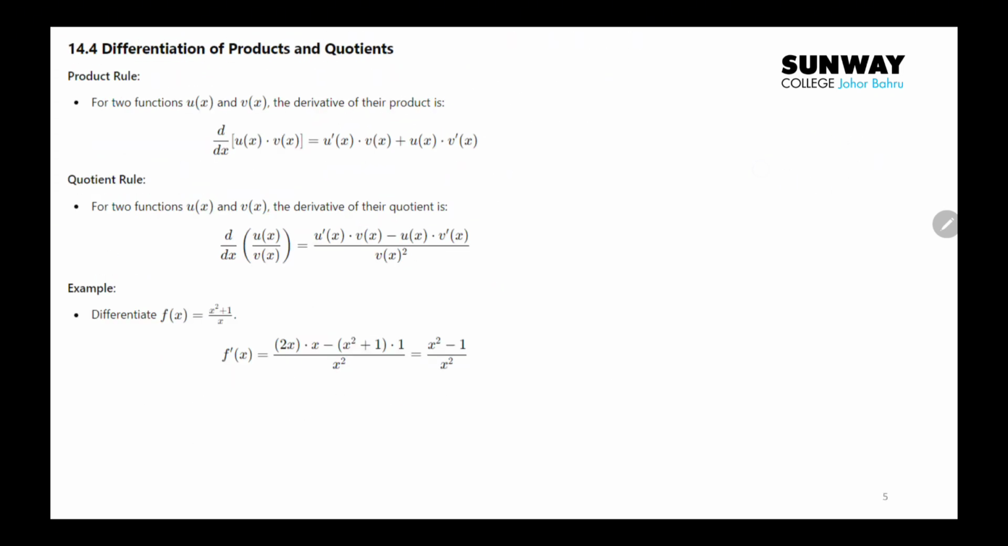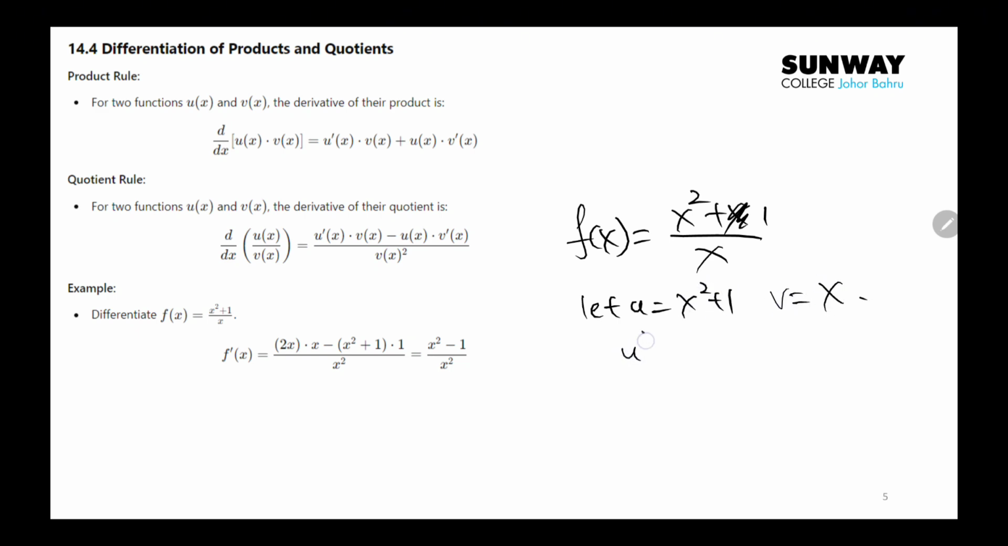You can also use product rules and quotient rules. These are the formulas. So for an example, if you would like to figure out how to differentiate this, you will let u be the numerator, x squared plus 1, and v be the denominator, x. u prime is 2x, v prime is 1. Then, since this is a division, you will be able to apply the quotient rule.